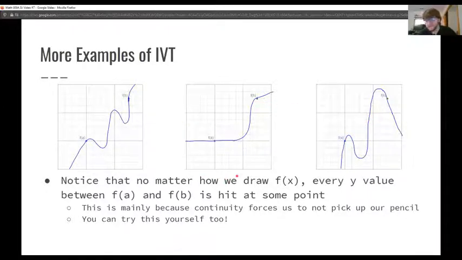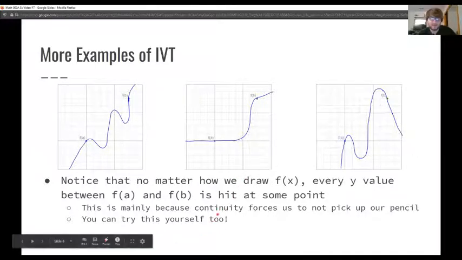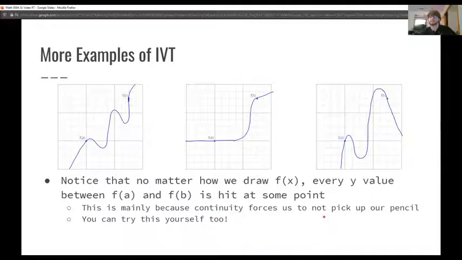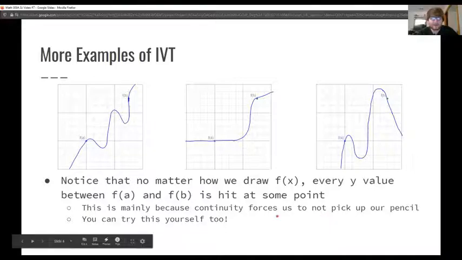The whole idea behind this proof is basically just continuity. We can't pick up our pencil when we're drawing, so there's no way for us to jump from this y value up to here suddenly without also touching all these other points in between, right? And you can try this yourself too. Try weird funky graphs and see if you can find a way to break this proof, but it's impossible.